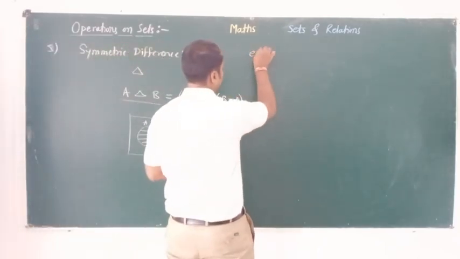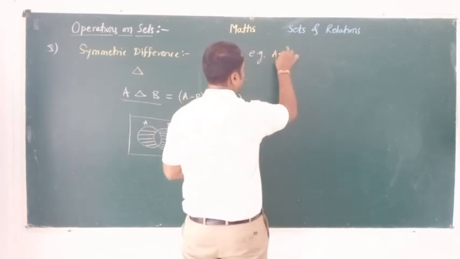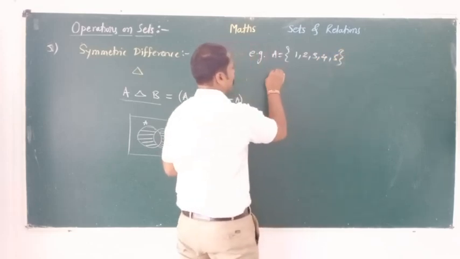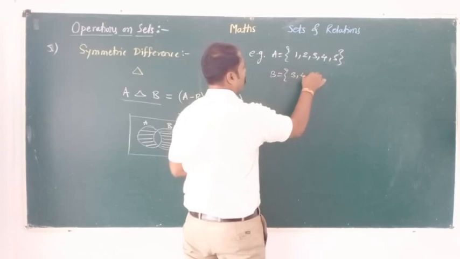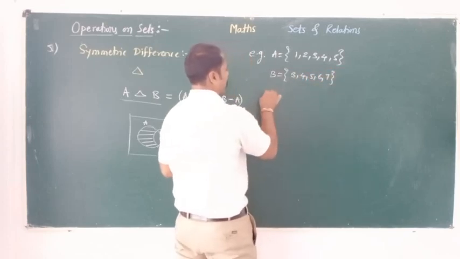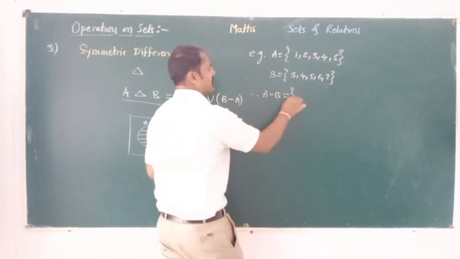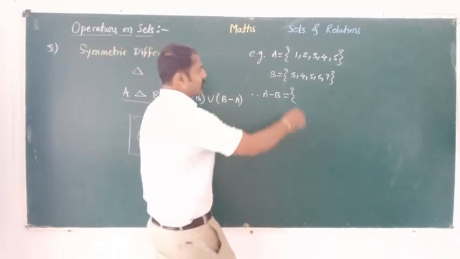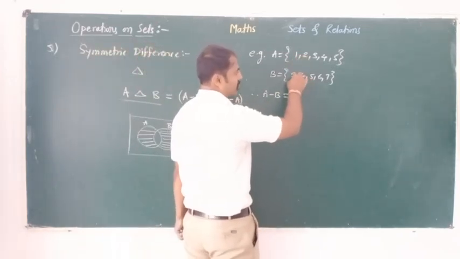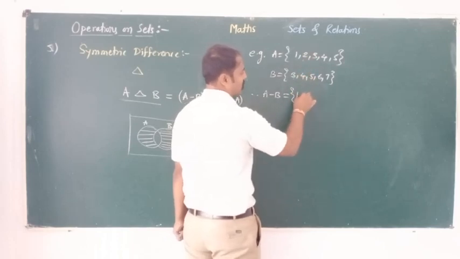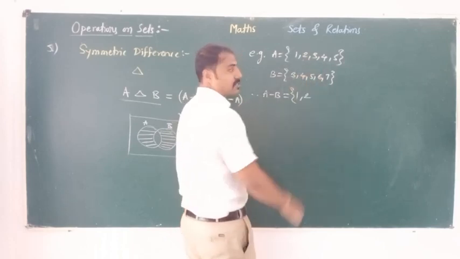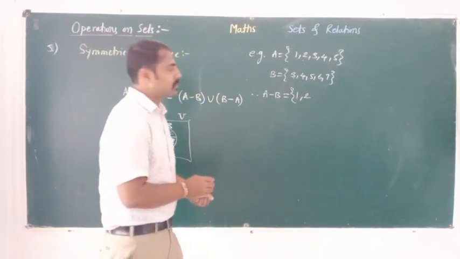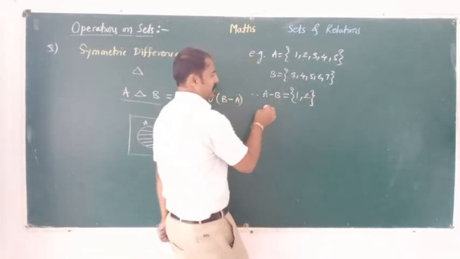For example, take similar example. A is equal to 1, 2, 3, 4, 5. Okay, B is equal to 3, 4, 5, 6, 7. Now define A minus B. Tell me A minus B is what? Elements in A which are not in B. 1 is in B? No, so write directly. 2 is in B? No, write directly. 3 is in B? Yes, don't write. 4 is in B? Don't write. 5 is in B? Don't write. Bracket complete. Here is A minus B.